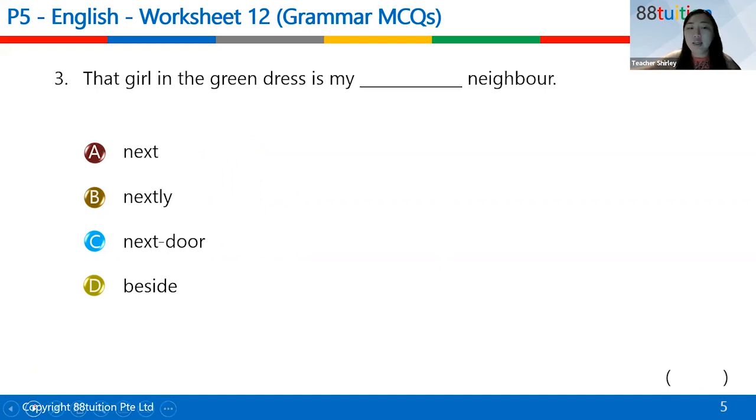Okay, the next one. That girl in the green dress is my what neighbor? I think this is a very common term we use, right? Who did not answer? Jerusha. C. Very good. Okay, we will say it's our next door neighbor. We don't say nextly. There's no such thing as nextly. Next is a preposition. It can also be a determiner. Beside is a preposition, of course. It tells you the position of something.